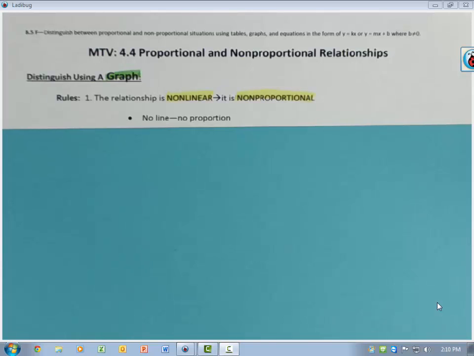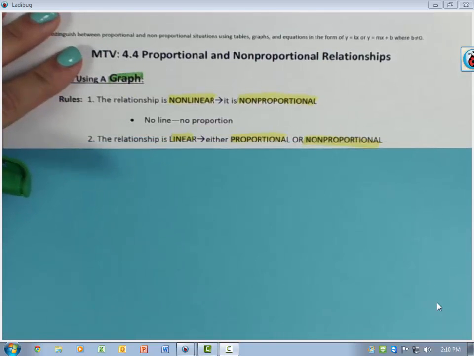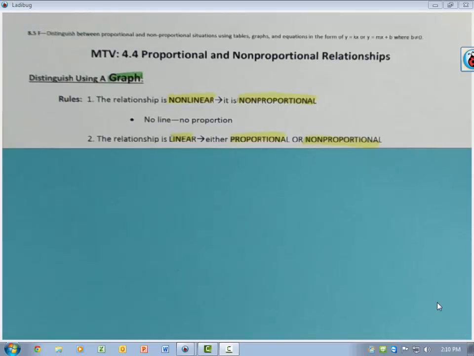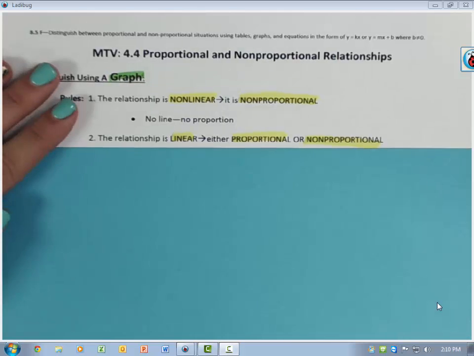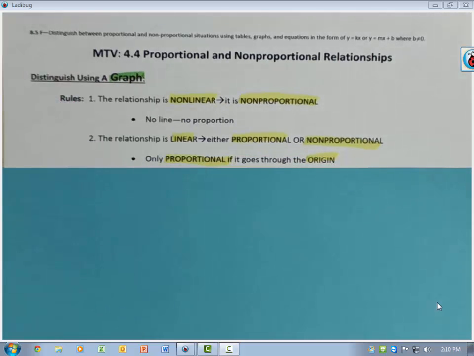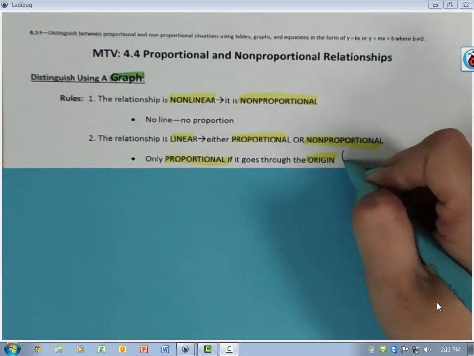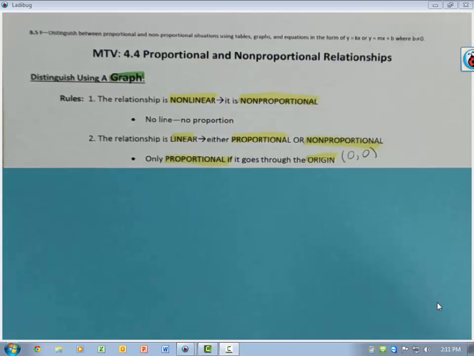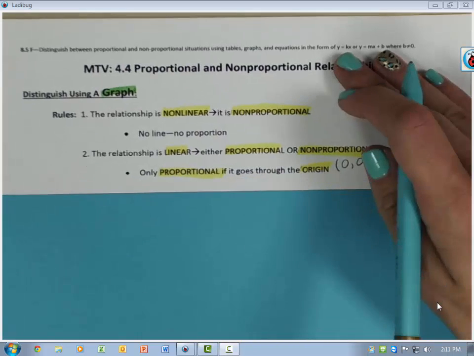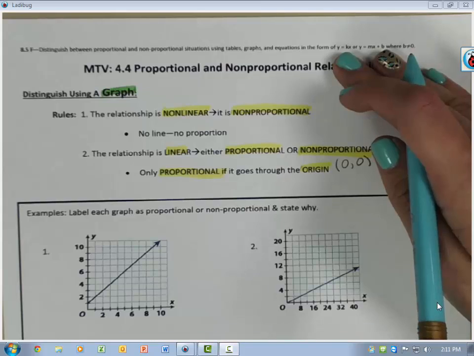Alright, rule number 2. The relationship is linear, so it is a line. It's either proportional or non-proportional. So if it is a line, it could be either or. But it's only proportional if it goes through the origin. Now remember, origin, this is a word we've been using a lot, but that means (0, 0). Alright? So let's look at some examples.